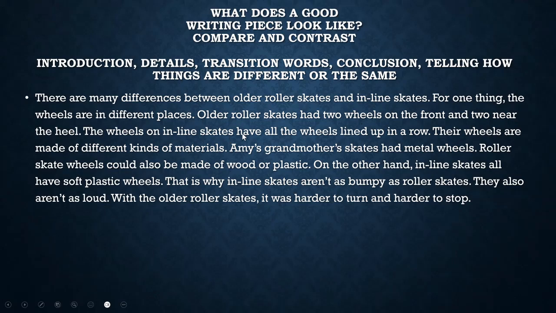The wheels on inline skates have all the wheels lined up in a row. Their wheels are made of different kinds of materials. Amy's grandmother's skates had metal wheels. Roller skate wheels could also be made of wood or plastic.